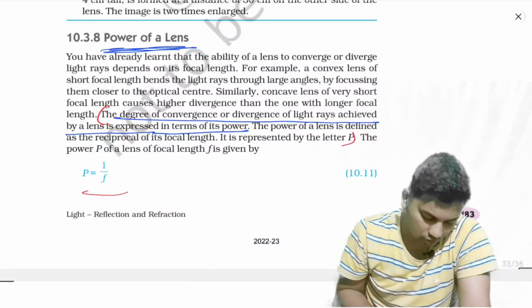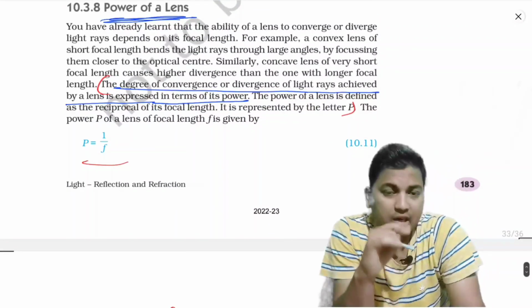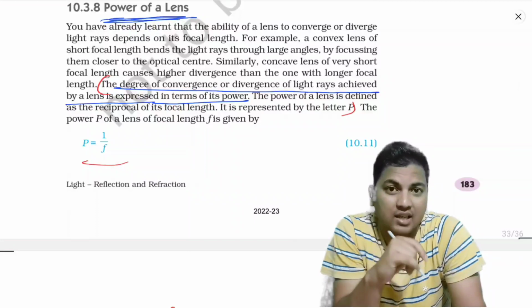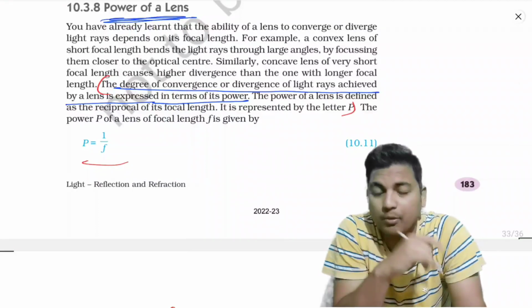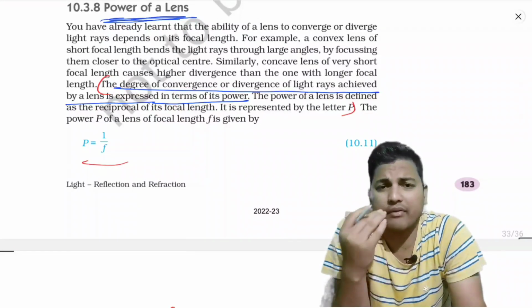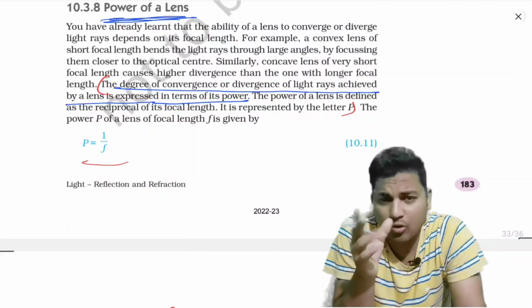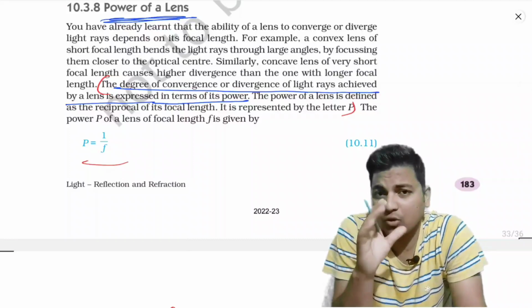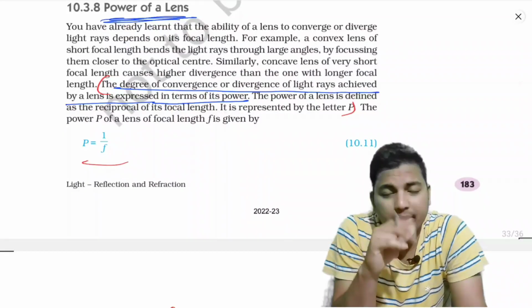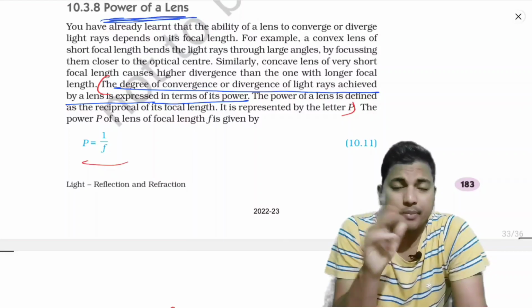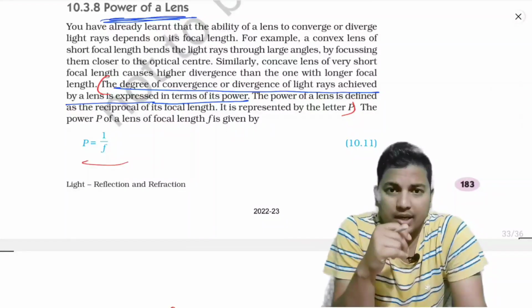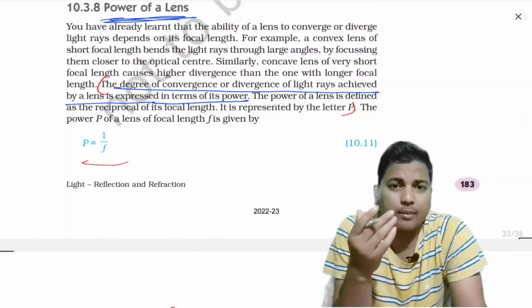So we need to understand a little more about the power of a lens. Clear? So power of a lens is defined as the degree of convergence or divergence of light rays, and it is often defined as the reciprocal of focal length. अगर फोकल लेंथ हमारा 50 सेंटीमीटर है तो पहले हमें 50 सेंटीमीटर को मीटर में कन्वर्ट करना होगा। क्लियर? फिर P = 1/f क्वेश्चन सॉल्व करेंगे, उसके बाद हमारा पावर निकल जाएगा.